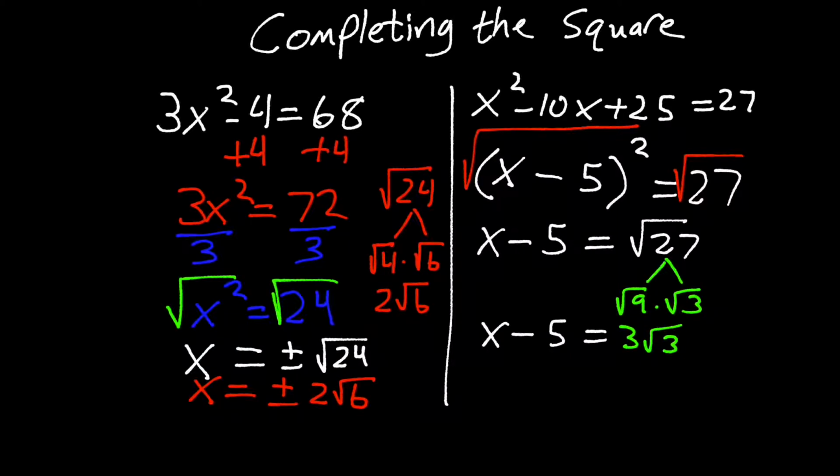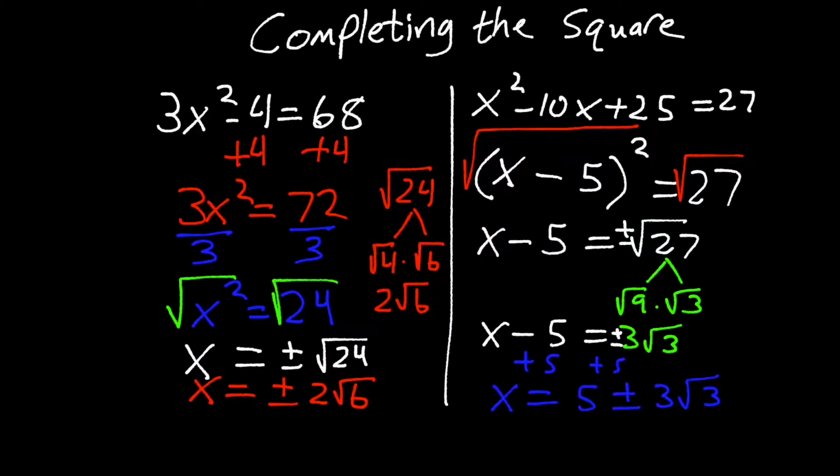It is 3 root 3, and I forgot to mention this earlier, sorry, but since we took the square root, it's the positive or negative square root of 27, which means it is the positive or negative 3 times the square root of 3. Our solutions then, when I add 5 to both sides, are x equals 5 plus or minus 3 times the square root of 3. And those are the solutions for our equations.